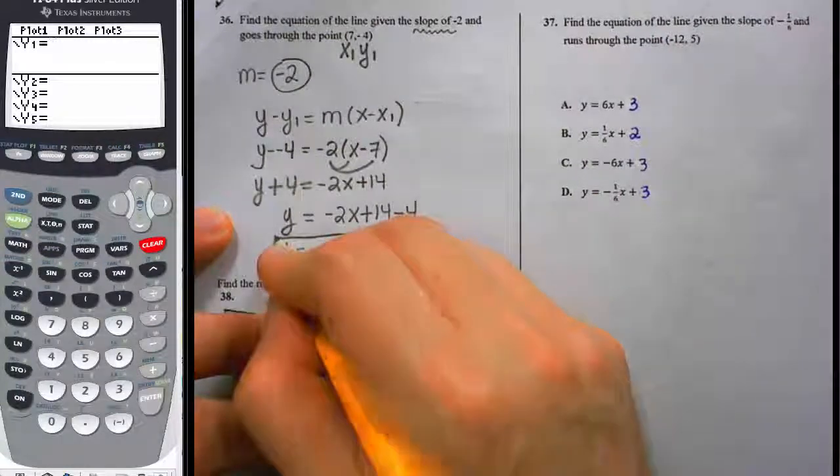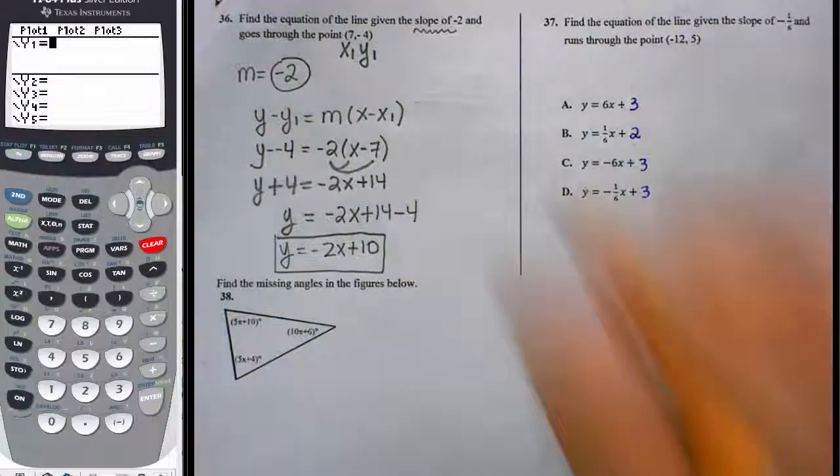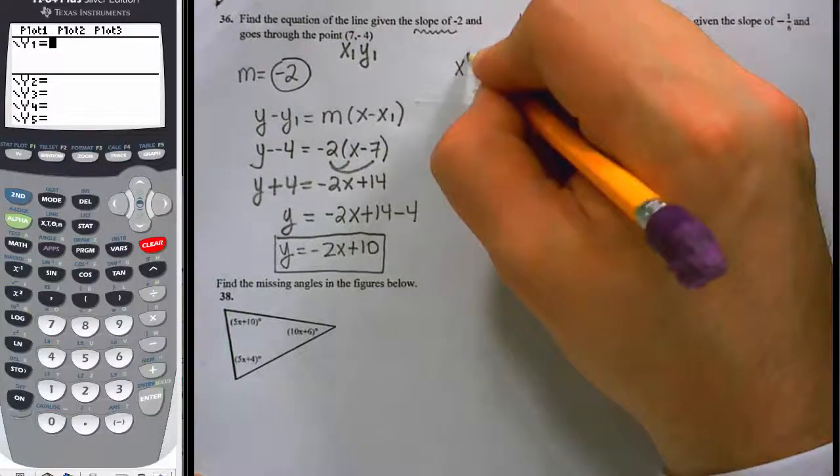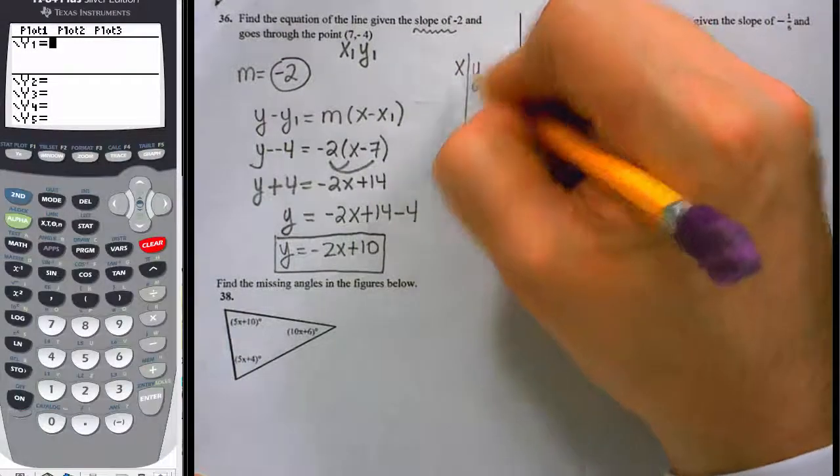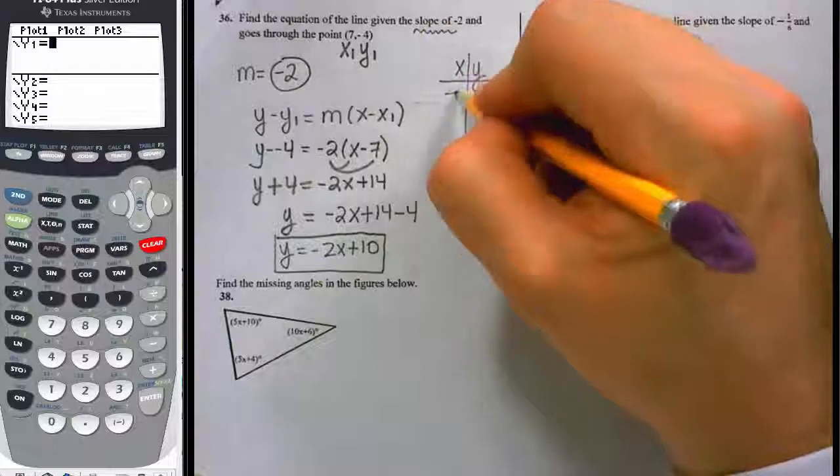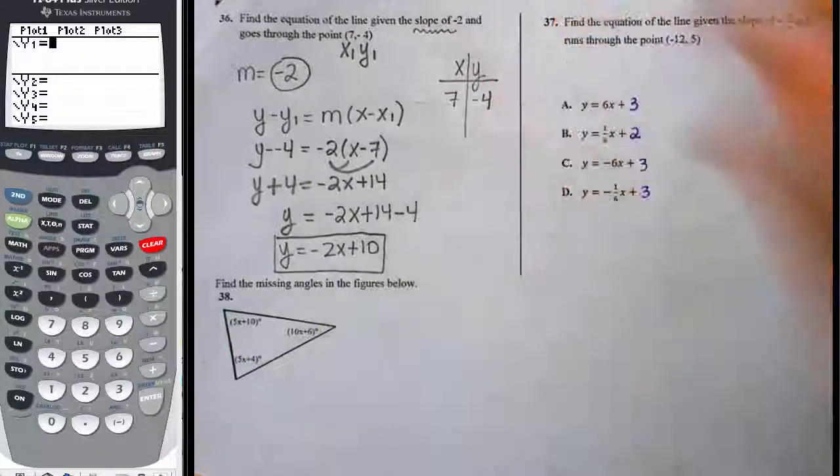Remember, once you get an equation, you can always use your calculator to verify if it's right or wrong. But first you need to build your table. Here's my point, 7, -4.